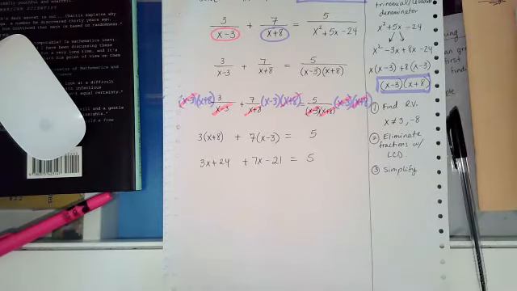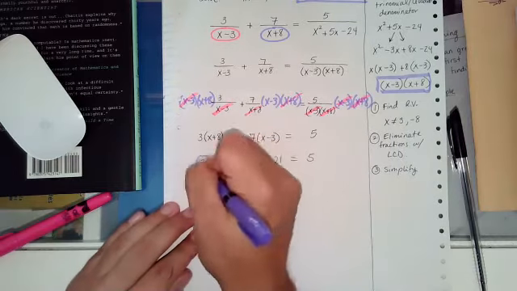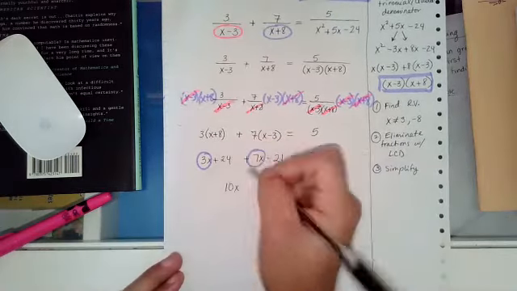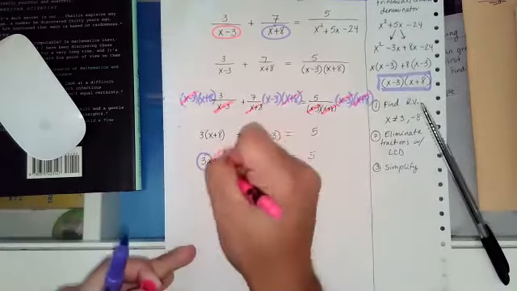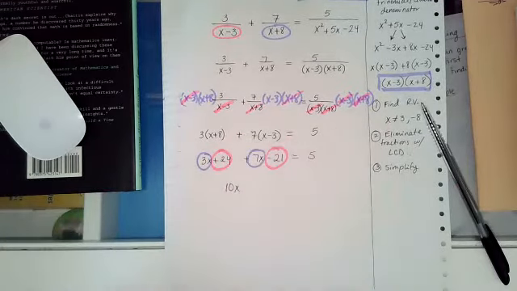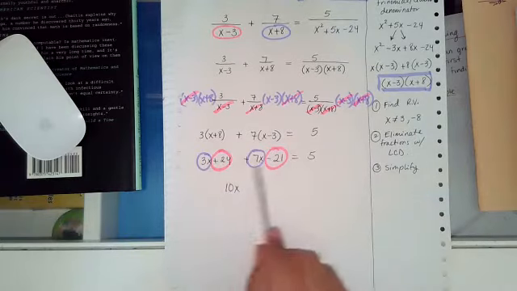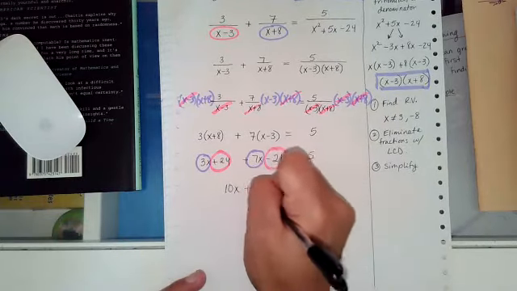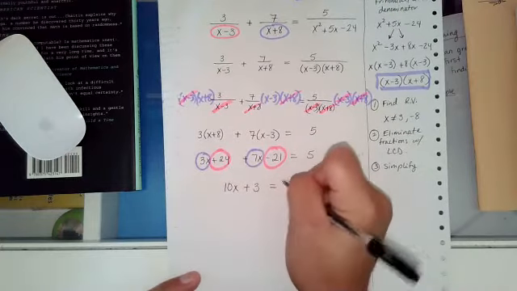And if there are no objections, then we can just go ahead on the left-hand side of this equation, combine our like terms. So we have 10x, and then that'll be 24 minus 21. 4 minus 1 is 3. So that should be positive 3 is equal to 5.